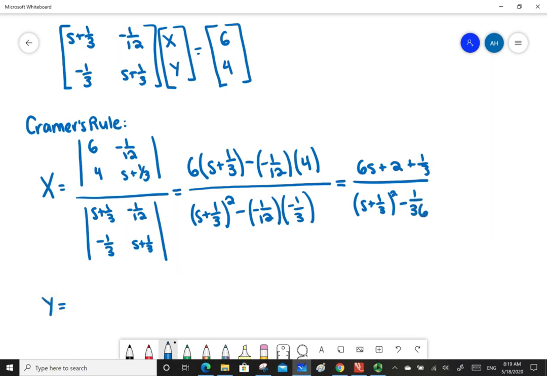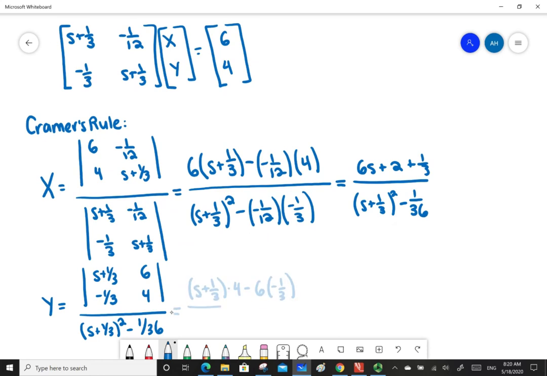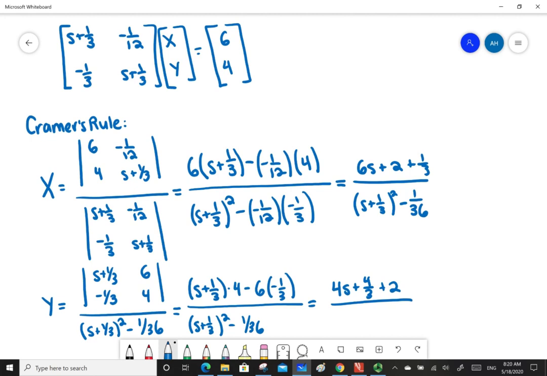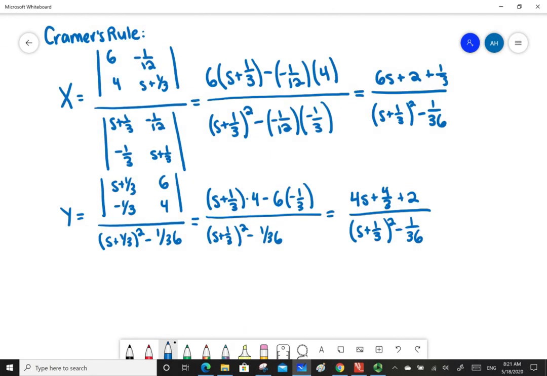For y, we do the similar thing. The denominator is exactly the same as it was for x, but the numerator is now the determinant of s plus 1/3, 6, negative 1/3, 4. S plus 1/3 times 4 minus 6 times negative 1/3 over the same denominator, which I can then simplify as 4s plus 4/3 plus 2 all over s plus 1/3 squared minus 1/36. Now we have to find the inverse Laplace transforms of these expressions.